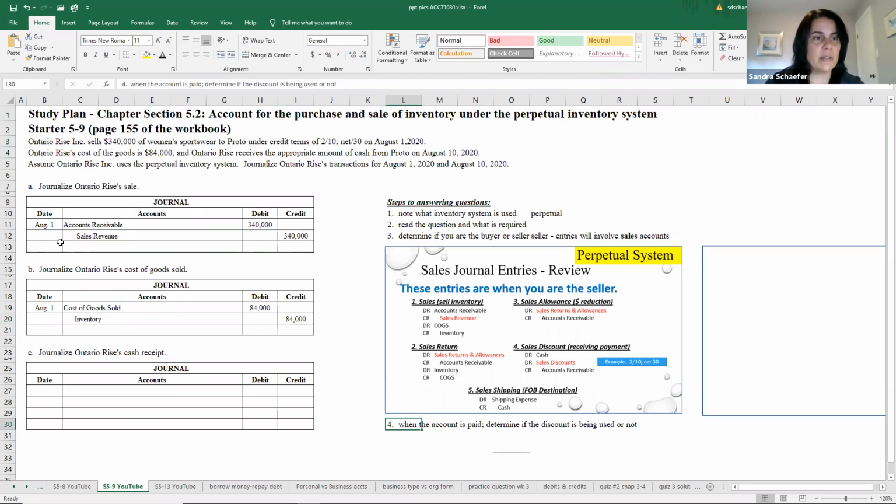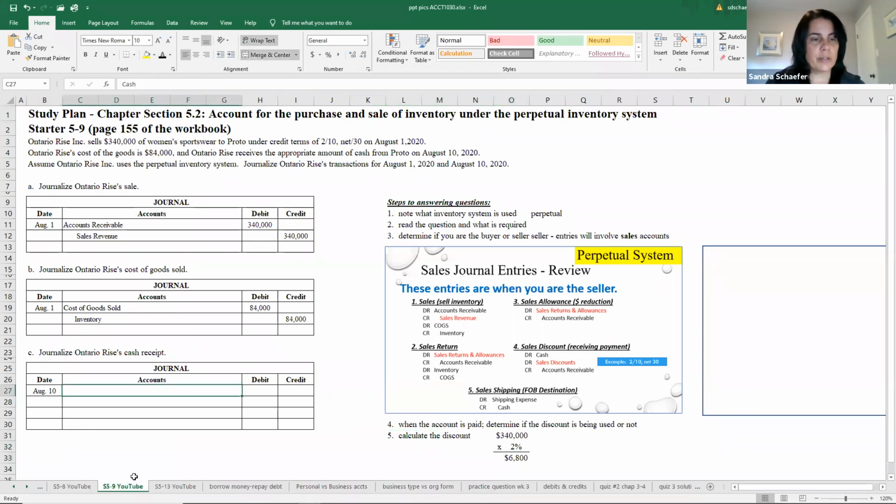So you go back to your dates. The first recording of the sale was on August 1st, and they're paying on August 10th. So they're within that 10-day window, so they can use their discount. So when they can use their discount, then the next step you would do is calculate the discount that is going to be used. We're going to take the full $340,000 that's in our accounts receivable account. We're going to apply our 2% discount from the terms. And the amount of the discount when you calculate that is $6,800.